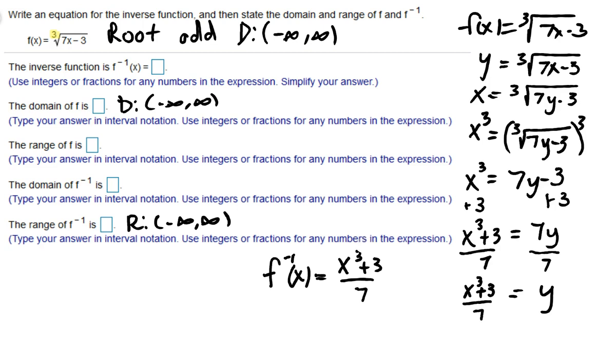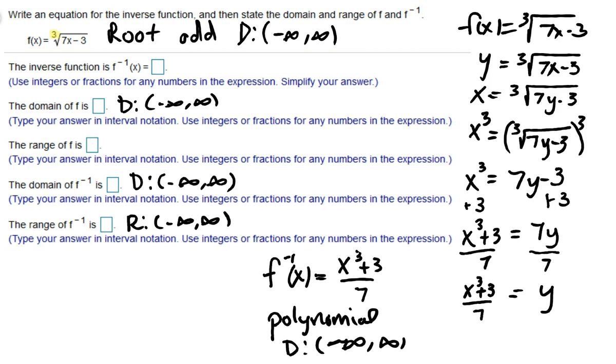And what we know about polynomial functions, about their domain, is that they have a domain of all real numbers or negative infinity to infinity. So the domain of the inverse is negative infinity to infinity. And like I said a moment ago, the x's and the y's get switched with these functions, so this is going to tell me that my range of f is negative infinity to infinity.